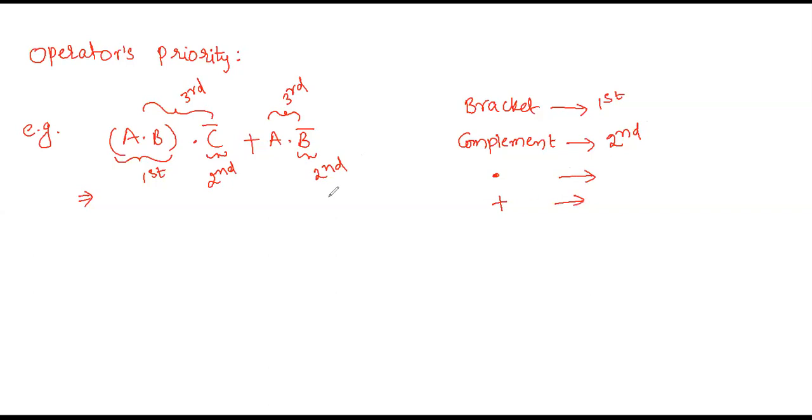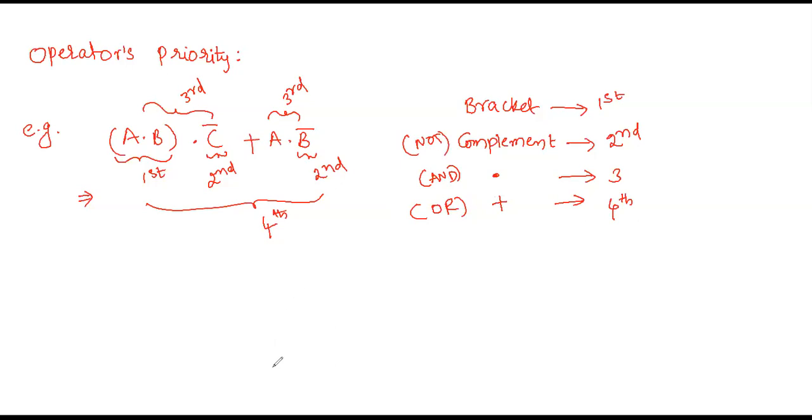Fourth, give the priority to the Boolean addition. This is the third priority, this is the fourth priority. And, addition is nothing but OR operation, dot is nothing but logical AND operation, complement is nothing but logical NOT operation. Already we have discussed it in the last class.